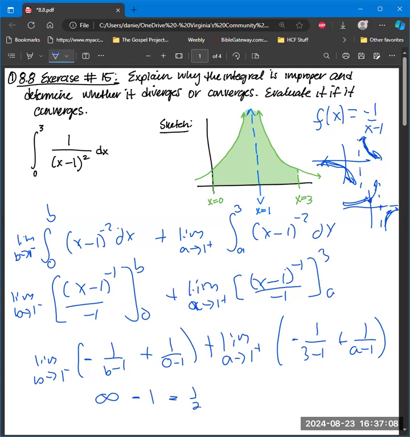Then looking at this piece where it's positive, as I get close to 1 from the right, I'm also going to positive infinity. So that is going to give me infinity minus a constant, which is infinity, and it diverges.